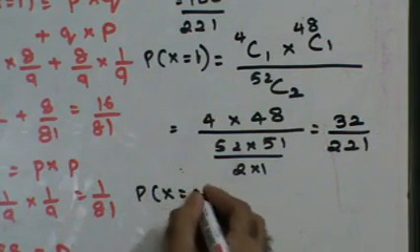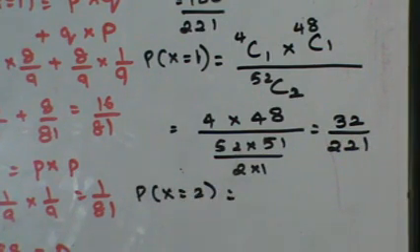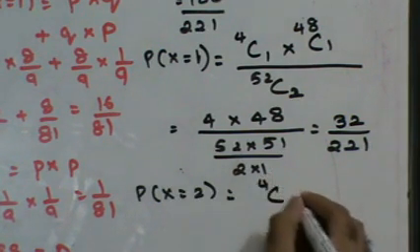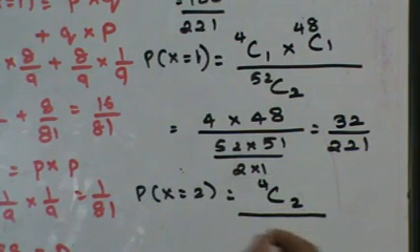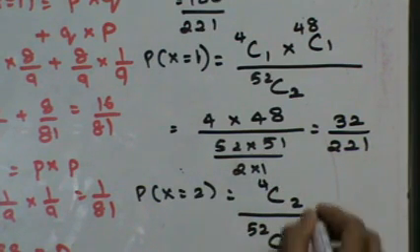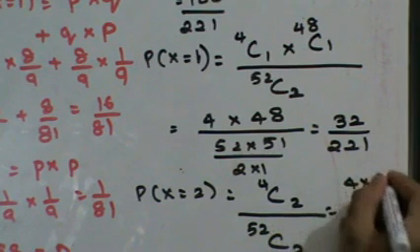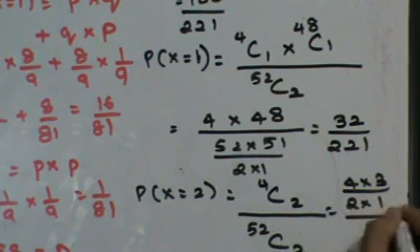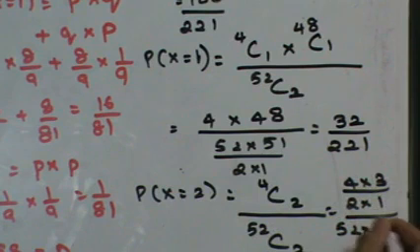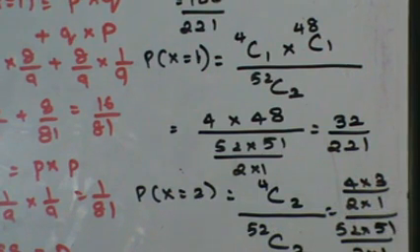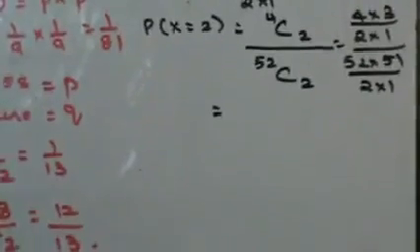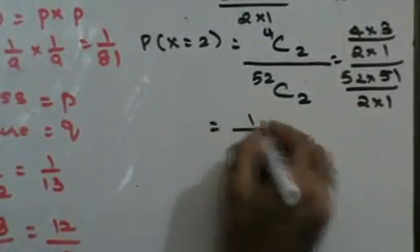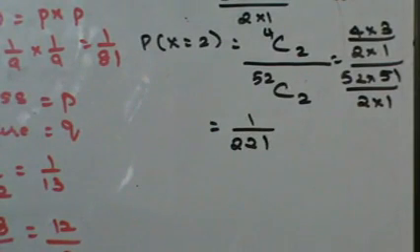Next, probability of x is equal to 2. I want 2 queens. Total there are 4 queens in a pack, out of which 2 have to be selected. 52 cards in a pack, out of which 2 have to be selected. 4 into 3 upon 2 into 1 upon 52 into 51 upon 2 into 1. When you solve this, you will get this answer as 1 upon 221. Right? So that's my probability of getting minimum and maximum number of queens.